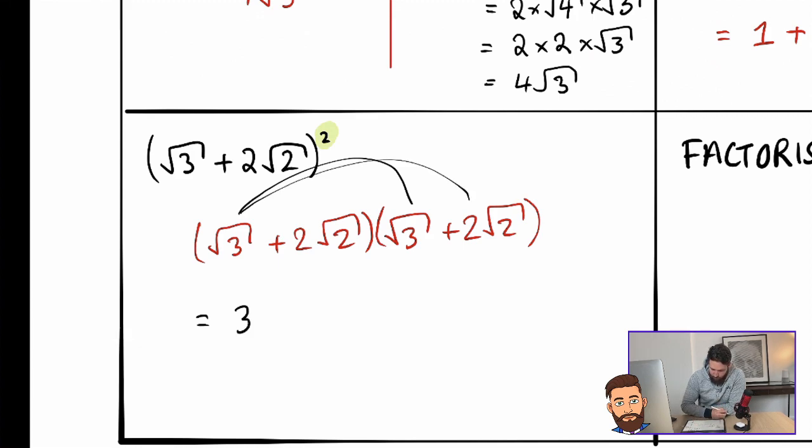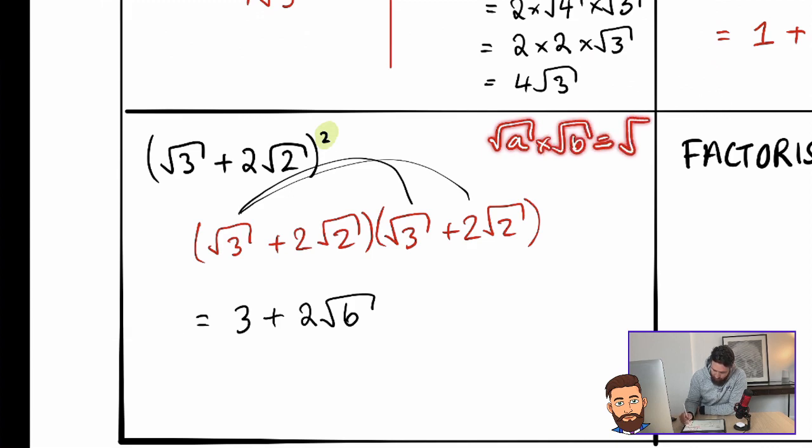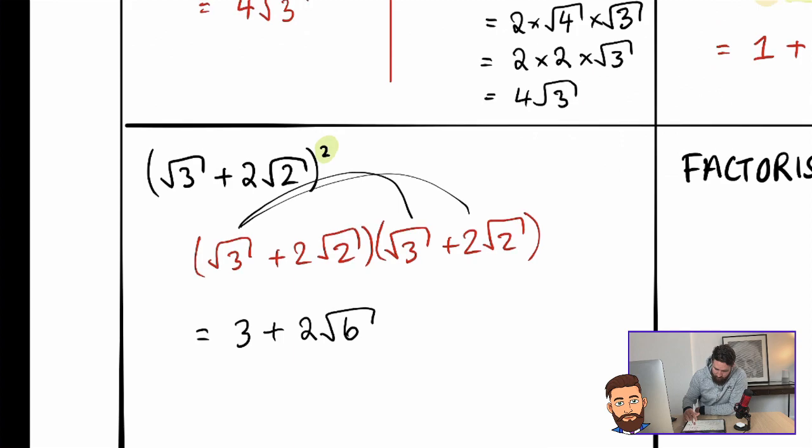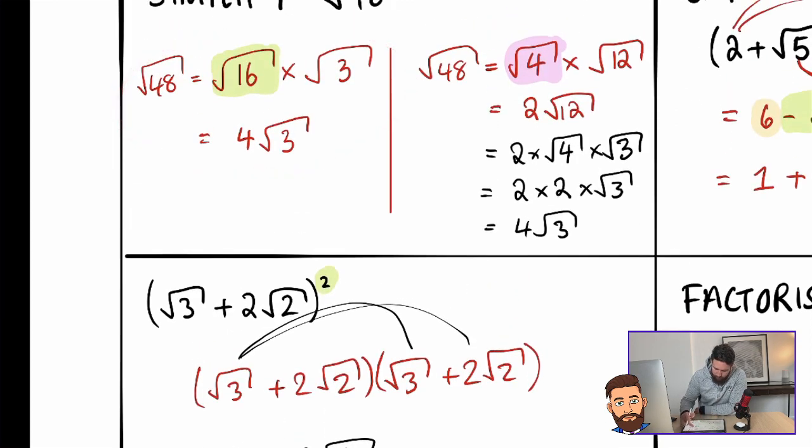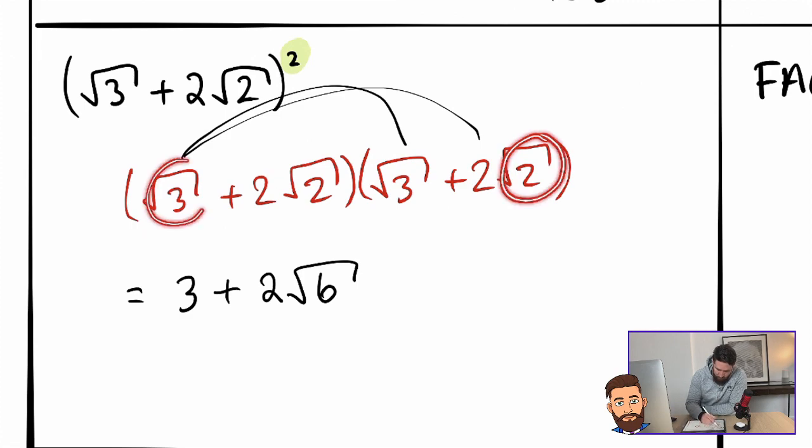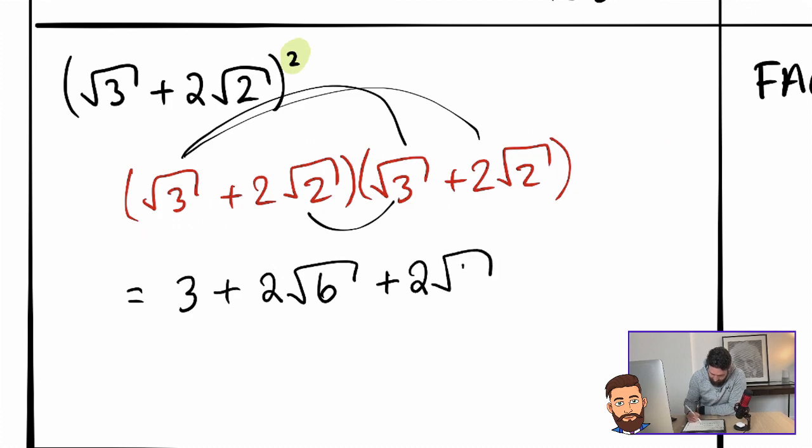3 times 2 root 2, that is going to be 2 root 6, because recall that root A times root B, so 2 different surds times together, can be written inside 1 surd times together. Essentially the opposite of what we did here. So root 2 times root 3 is root 6, and then you've got the 2 as well. Moving across, 2 root 2 times by root 3 would be plus 2 root 6 again.